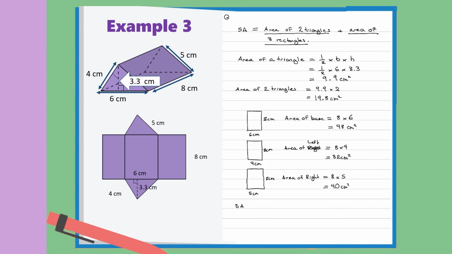So the surface area is going to be equal to 19.8 for the triangles, plus 48 for the base rectangle, plus 32 for the left-hand side rectangle, plus 40 for the right-hand side rectangle, and that works out to be 139.8 centimeters squared.